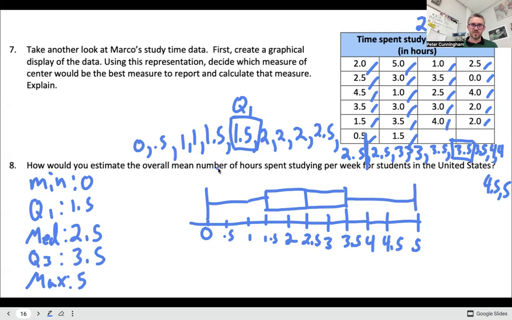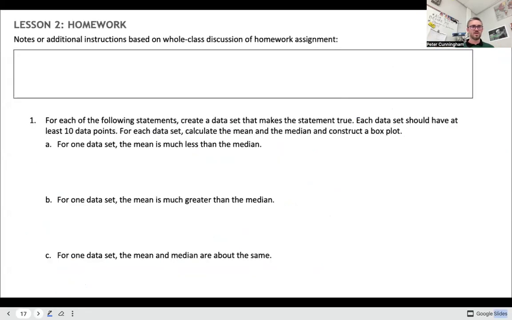All right, how would you estimate the overall mean number of hours spent on average for students in the United States? So my median is 2.5. I would estimate that my mean is going to be somewhere near 2.5 because this is balanced data. So my mean, I am going to guess, should be close to 2.5 as well. And let's calculate it.